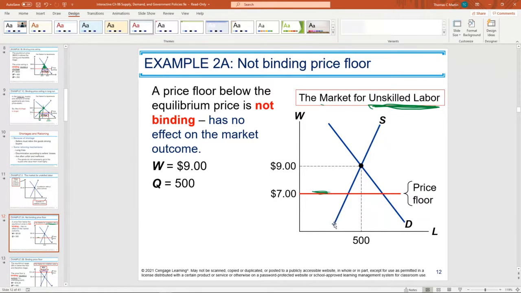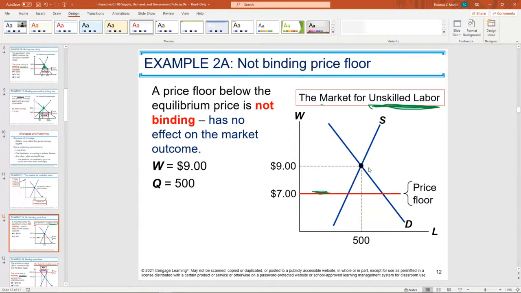You are the worker. You supply your labor to the market. So you're now the supplier of goods. If the market equilibrium is $9 an hour and they offer 7, there's not going to be a lot of people that work at 7. They're going to wait, see if the market pushes up to here, because in this situation, yeah, it's non-binding.